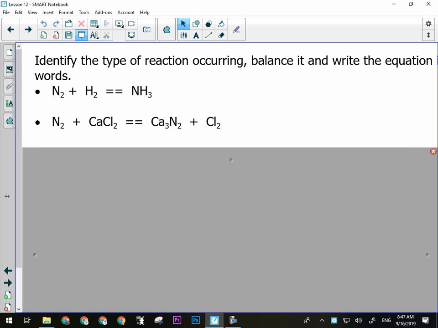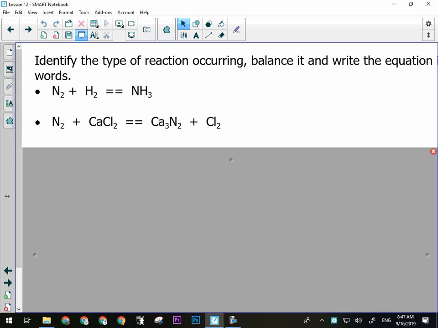Everybody follow me there? So what we'll end up with is a new element by itself, and a new ionic compound. In a double replacement reaction, we have 2 ionic compounds reacting with each other, and all we do is switch the metals, and we'll end up with 2 new ionic compounds as a result. Okay, ringing a bell? Yep.